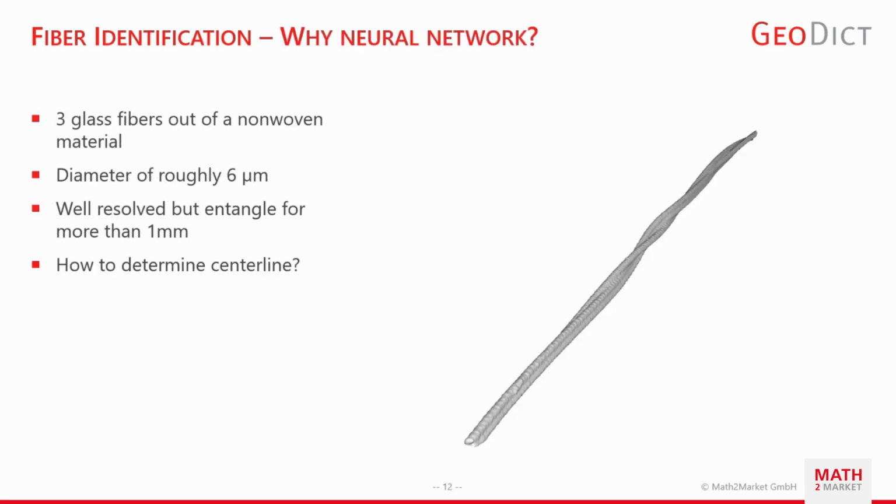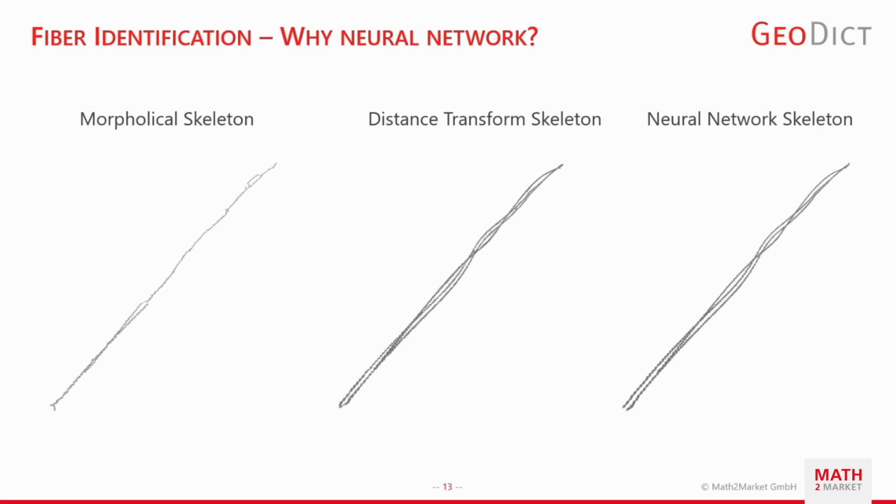So why do we use a neural network? Well, I have an example here that I took from a CT scan of one of our customers. It's not a composite material, it's a glass fiber non-woven material. And as you can see, these fibers are very well entangled, for, it's I think about 1 millimeter, and the fibers have a diameter of 6 micrometer. And then it's the question, how do we find a center line for these 3 fibers that we can use for our analysis? I prepared a bit of a comparison for different methods to find such a center line.